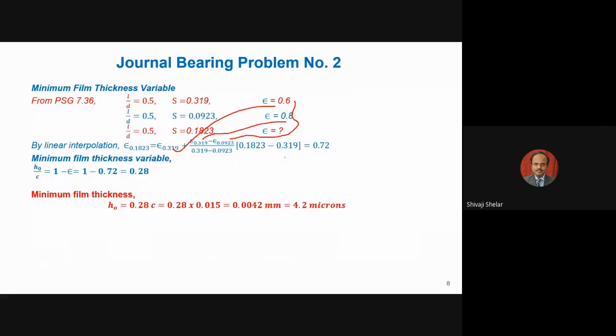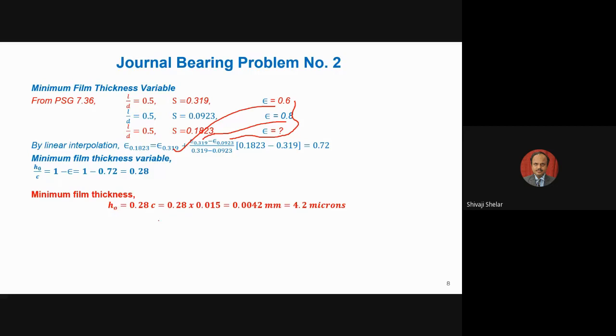Okay, so you got this value of epsilon corresponding to the Sommerfeld number of 0.1823. Epsilon value is equal to 0.72. So this is epsilon, the eccentricity ratio. So the complementary function of eccentricity ratio is the minimum film thickness variable, H0 by C is equal to 1 minus epsilon. So that is equal to 0.28. And therefore minimum film thickness is equal to H0 equals 0.28 into C.